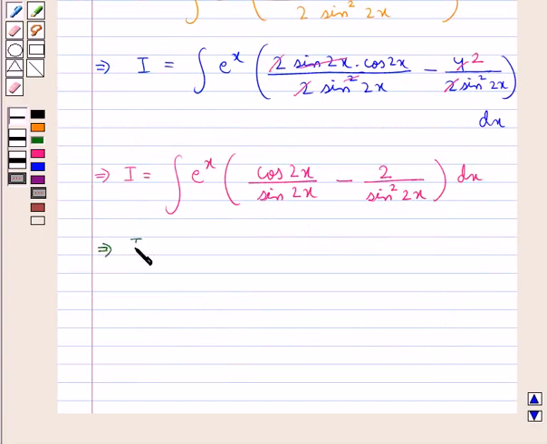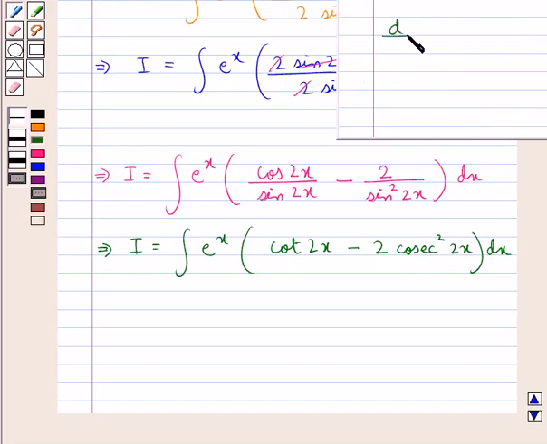So we now have I is equal to integral e to the power x into cos 2x upon sin 2x would be cot 2x minus 2 into cosec square 2x the whole dx. Since we know 1 upon sin x is cosec x.